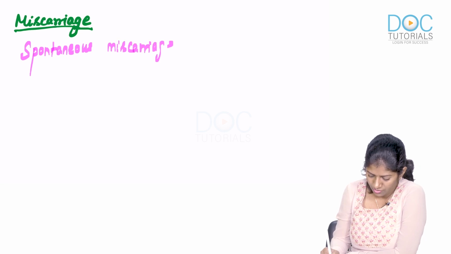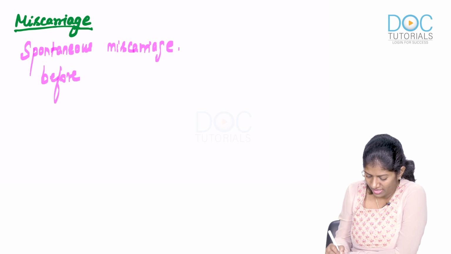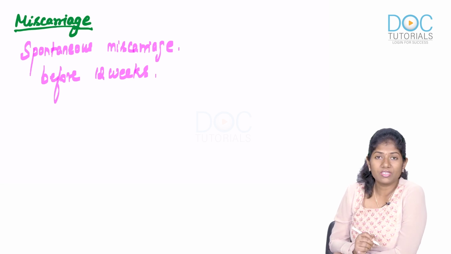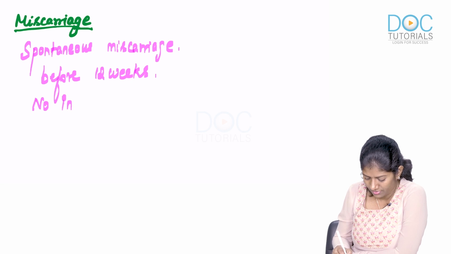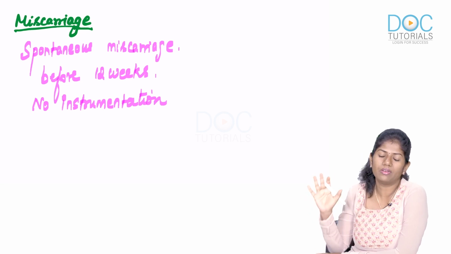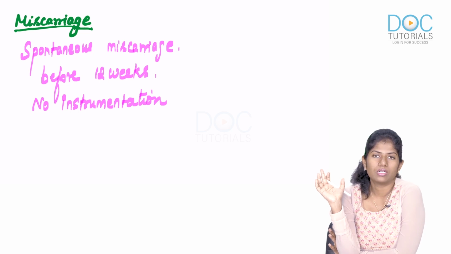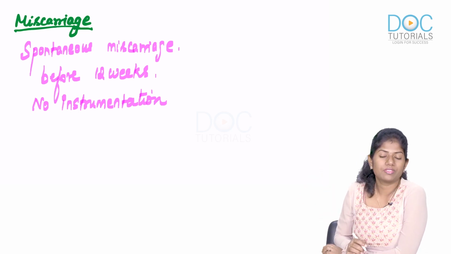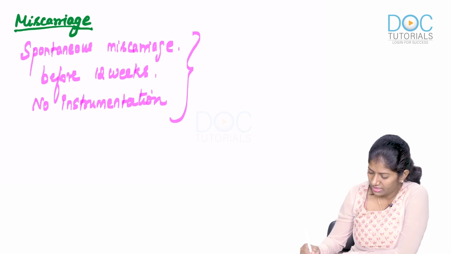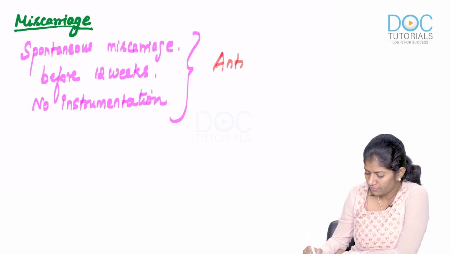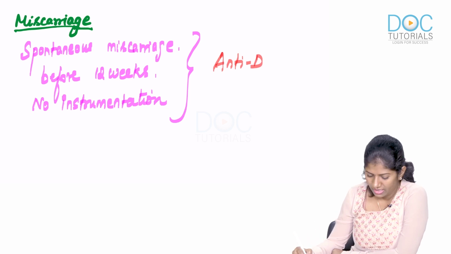miscarriage before 12 weeks. Spontaneous miscarriage before 12 weeks, that means first trimester spontaneous abortion where there was no instrumentation, okay. That means it's a complete abortion where suction evacuation or dilatation and curettage have not been performed, okay. So spontaneous miscarriage before 12 weeks with no instrumentation is the condition where anti-D can be avoided, okay. This is the only miscarriage where anti-D can be withheld.